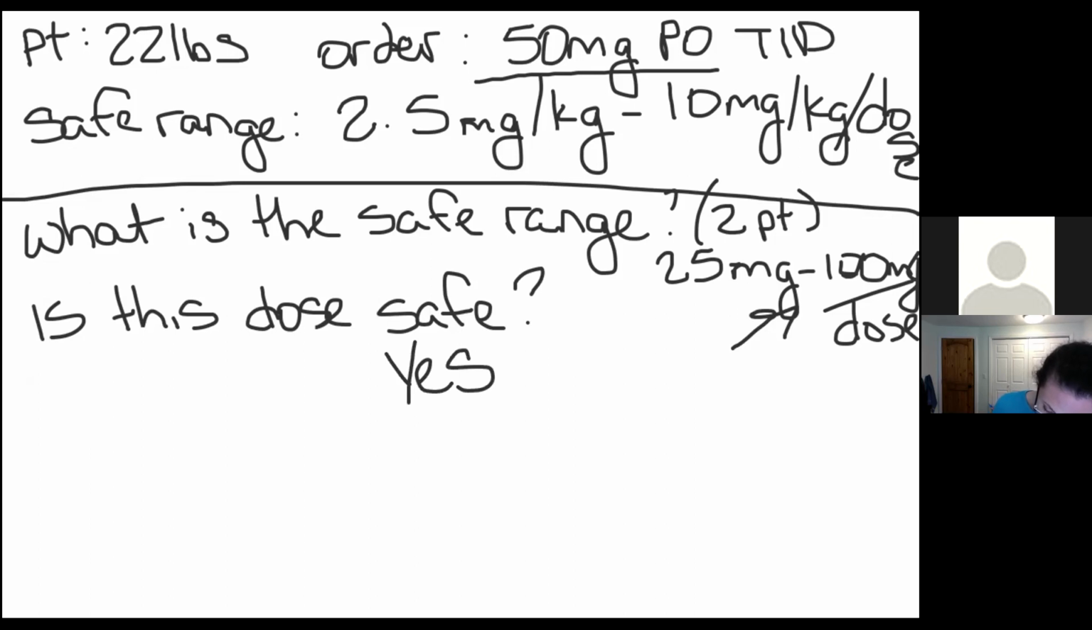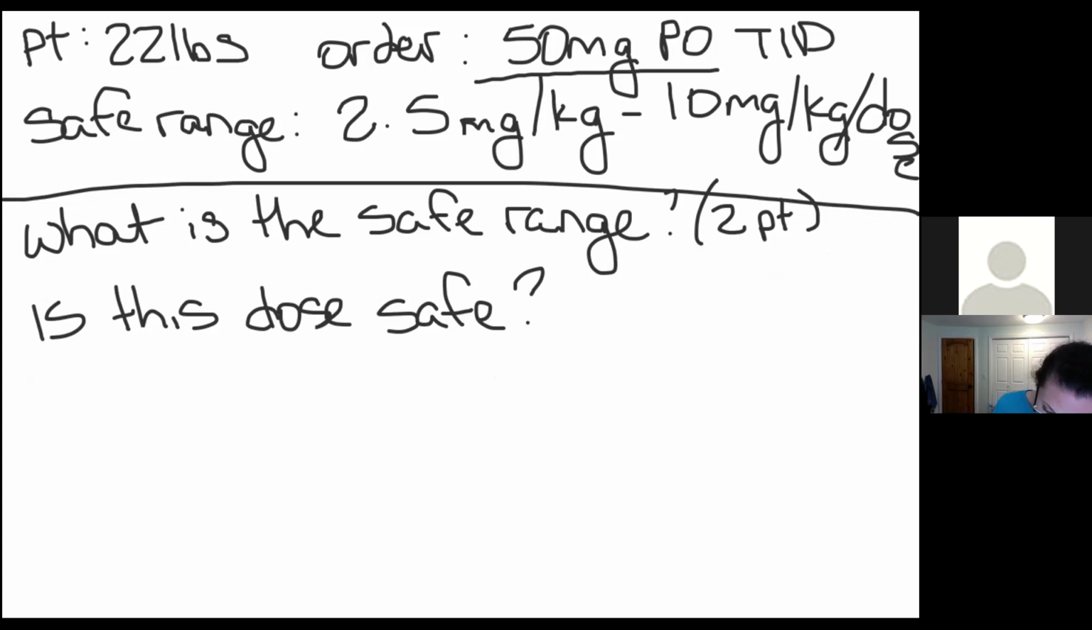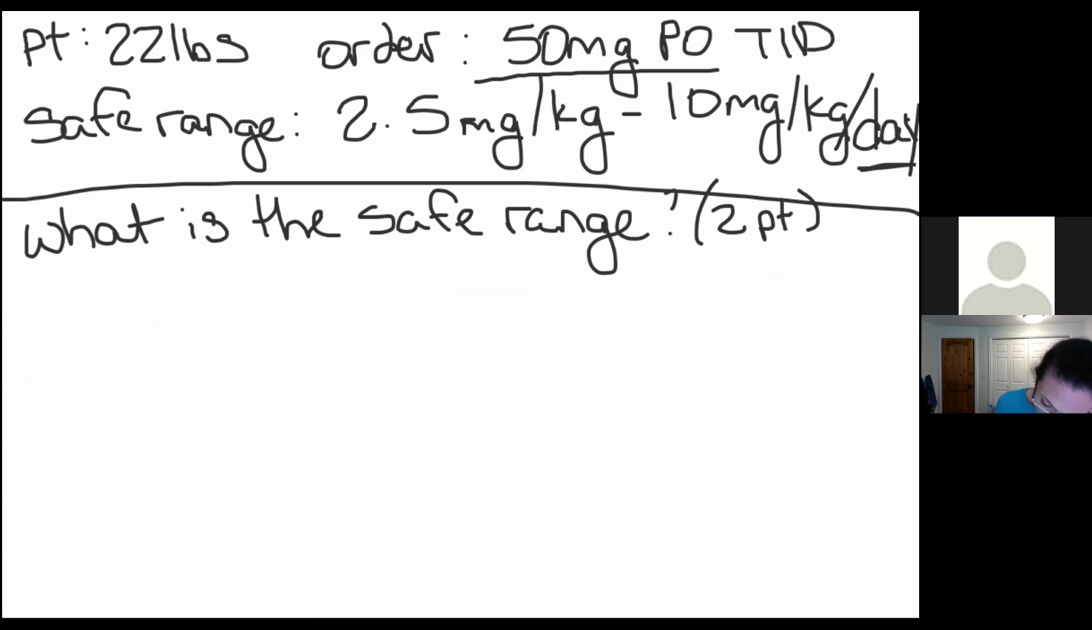All right. I'm going to flip this question just a tiny bit here. And we're going to say that this says 2.5 milligrams per kilogram to 10 milligrams per kilogram per day. Per day. Okay. So when I'm looking at the safe dose range, I need to pay close attention to whether it says dose or day. So I'm going to take my patient's weight again, and I know without doing that calculation again that my patient weighs 10 kilograms.